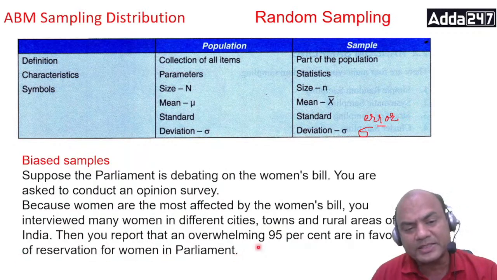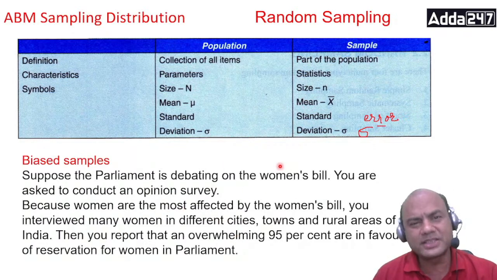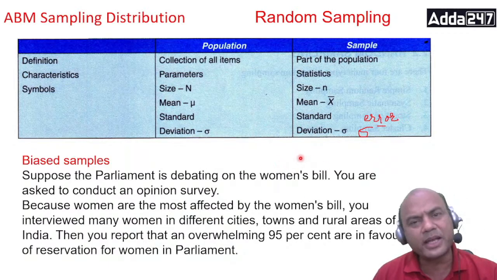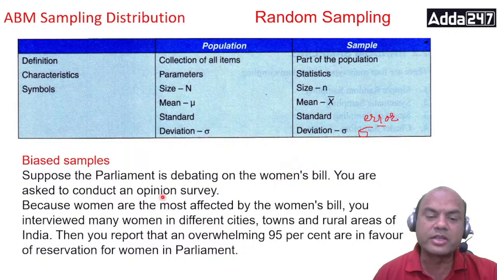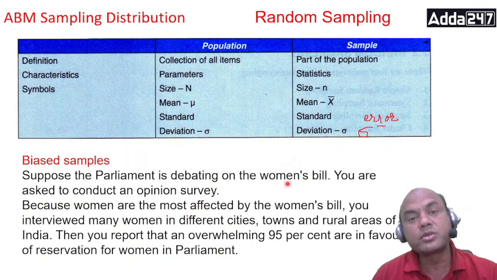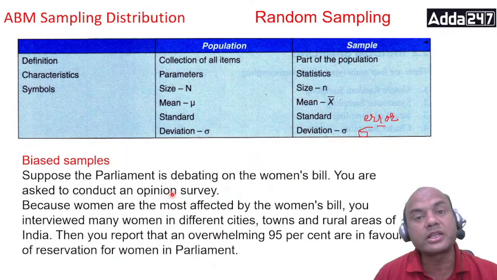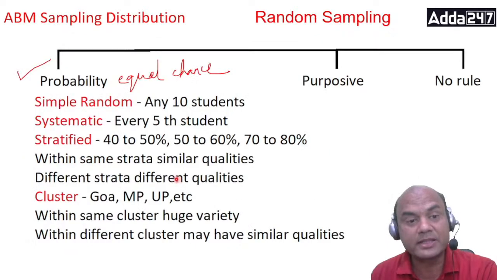Now that is biased sampling. If you ask only women about the women's bill, they'll definitely support it. Generally, that's a tendency. So that's the basic biased sample. What we mean to say is that the population should be equally divided. If you are asking those who are in favor, you should also ask those who are not in favor. Otherwise, it becomes a biased sample.